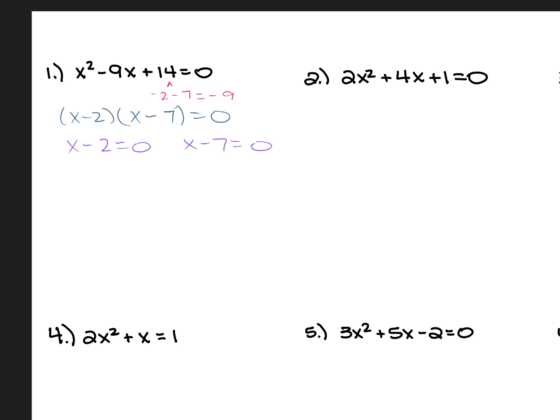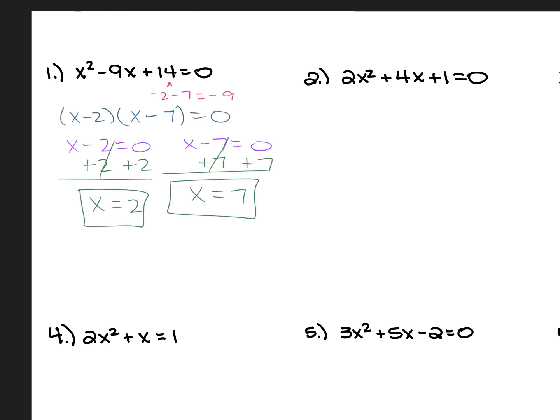For your x minus 2 is equal to 0, add your 2 over. That gives you that x is equal to 2. For the x minus 7 is equal to 0, add your 7 over. That gives you that x is equal to 7. So you have two solutions here, one that is the 2, the other that's the 7.